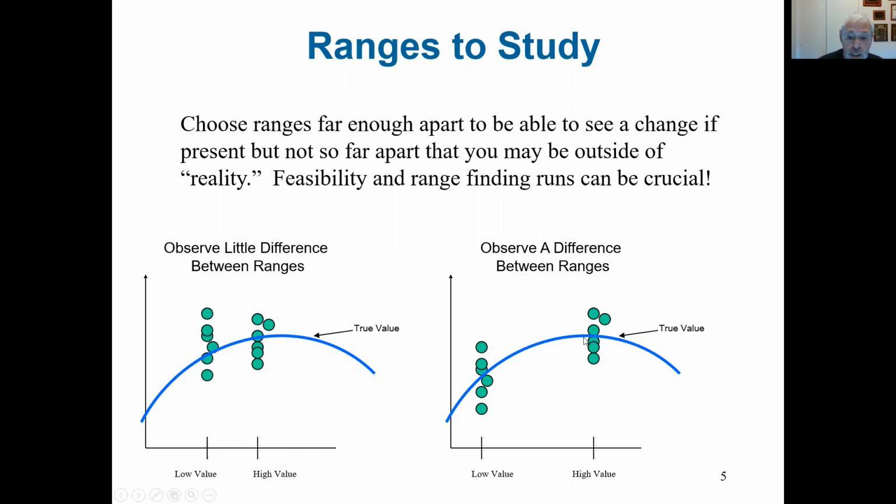If you choose a range that's larger for the independent variable, and you look at the average of the low values and the average of the high values, you can see there is definitely going to be a difference here. So you can determine how large of a range you need to study by doing a few preliminary experiments.